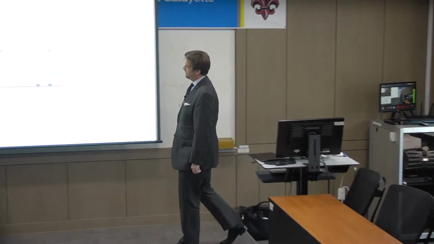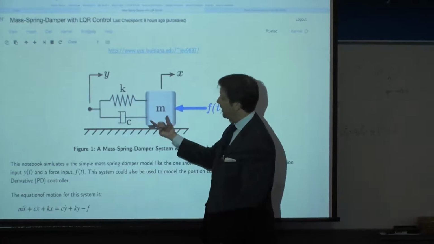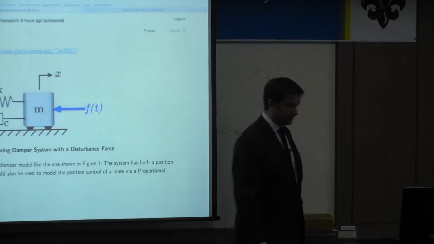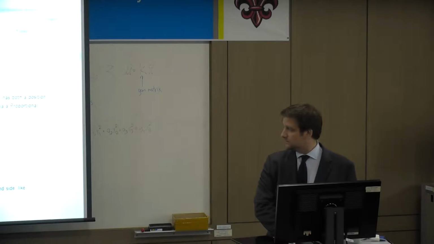So in this example, what I have is a little bit different model. I have an input Y, so I can control the position here, a spring and a damper, and a mass that has X on it, and then some kind of disturbance force F. Okay? And I can write the equations of motion of that system. And I get this.